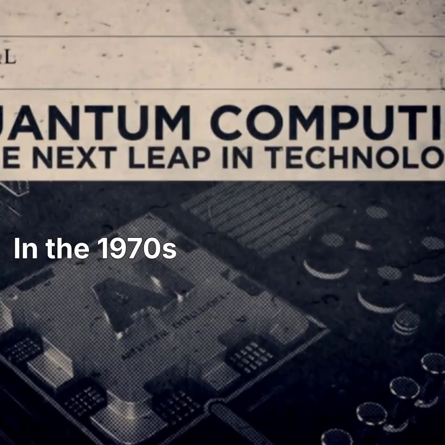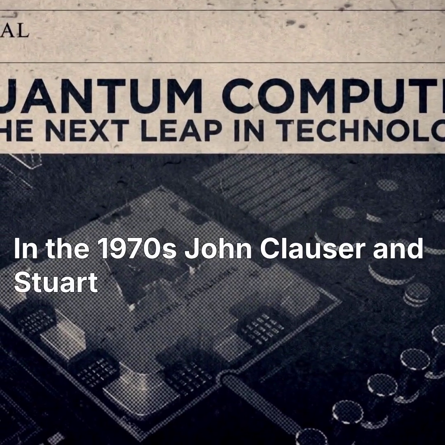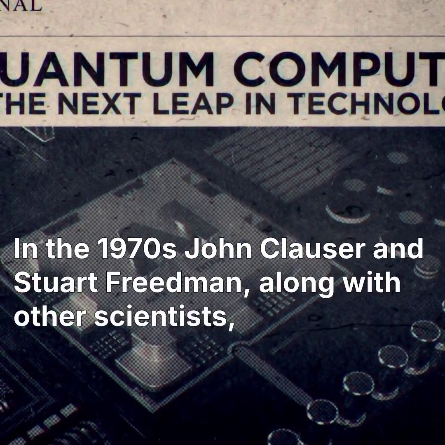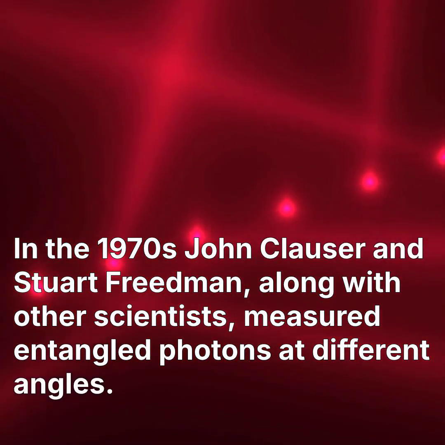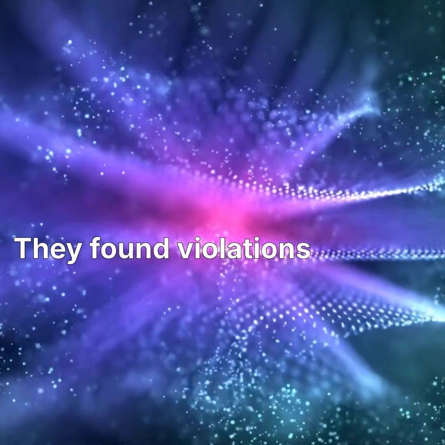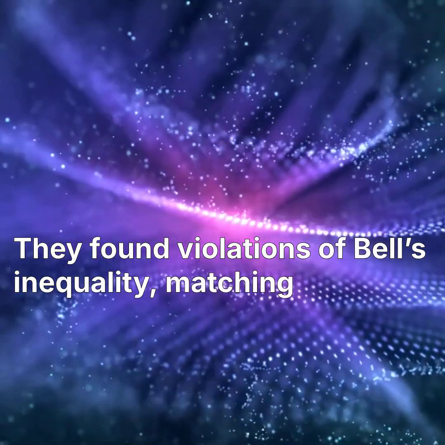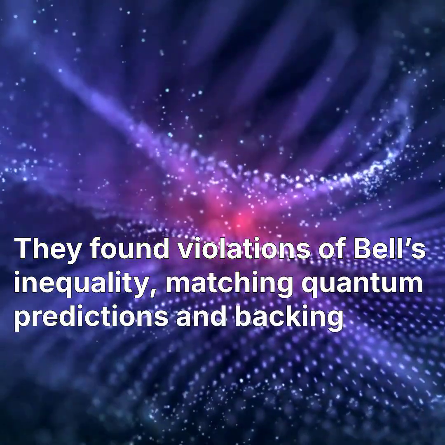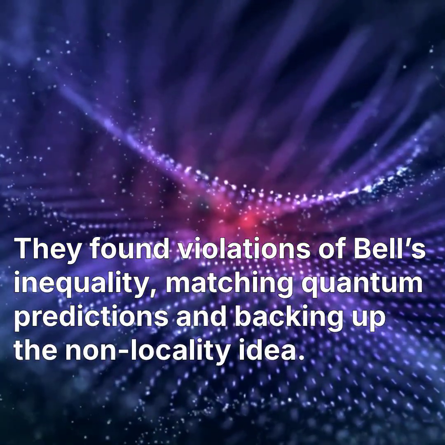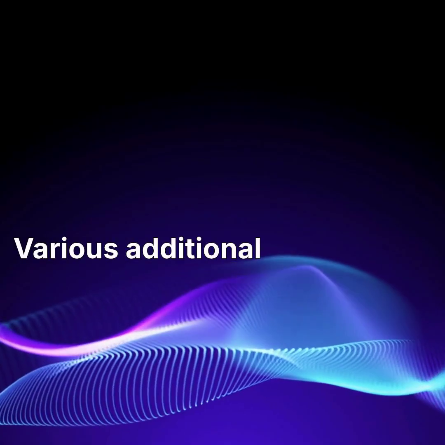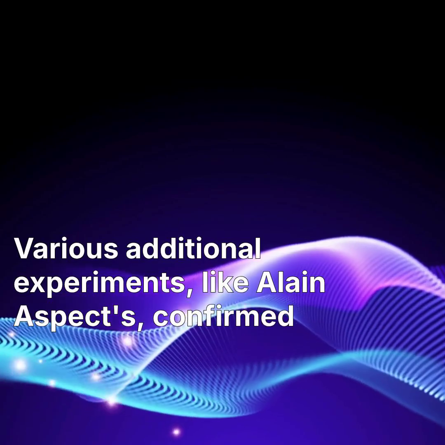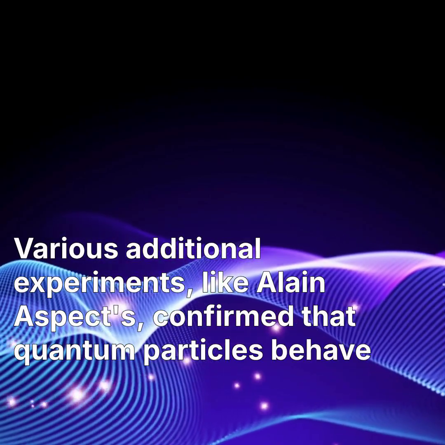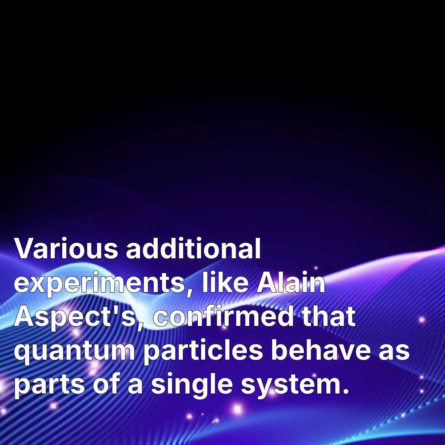In the 1970s, John Clauser and Stuart Freedman, along with other scientists, measured entangled photons at different angles. They found violations of Bell's inequality, matching quantum predictions and backing up the non-locality idea. Various additional experiments, like Alain Aspect's, confirm that quantum particles behave as parts of a single system.